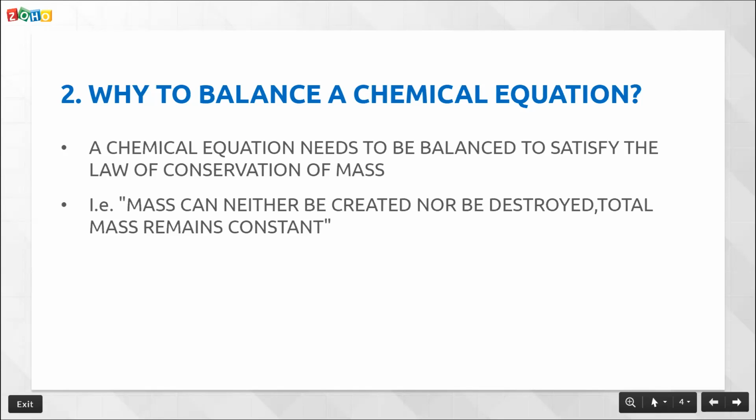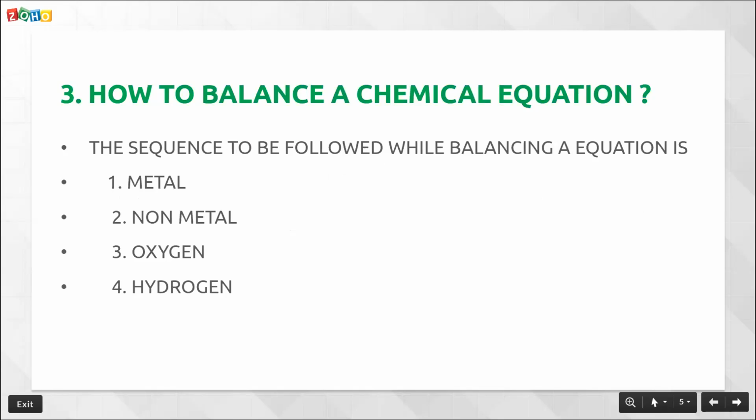Now after this, the main question which arises is how to balance a chemical equation. In order to balance a chemical equation, mostly we follow the hit and trial method. But instead of going for that method, if you follow the sequential way of balancing a chemical equation, the balancing becomes quite easy. That is, first balance the metal, then non-metal, oxygen, and then hydrogen. So using this sequential way of balancing a chemical equation, we'll be practicing some of the balancing in this video.